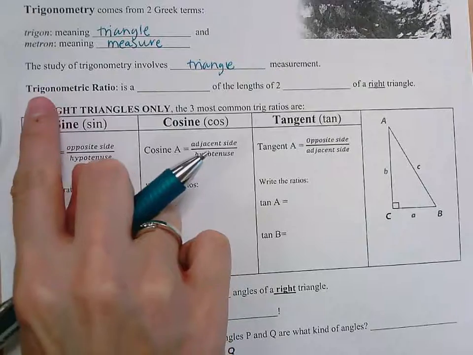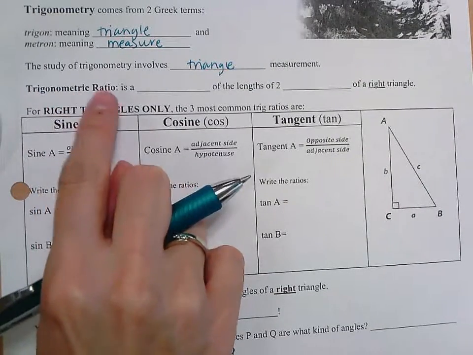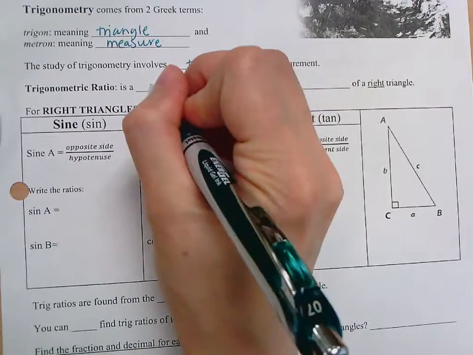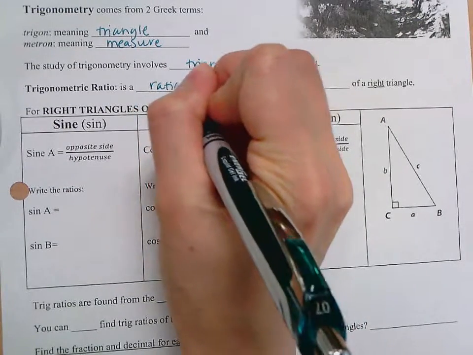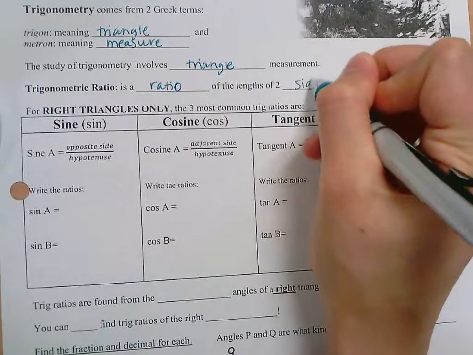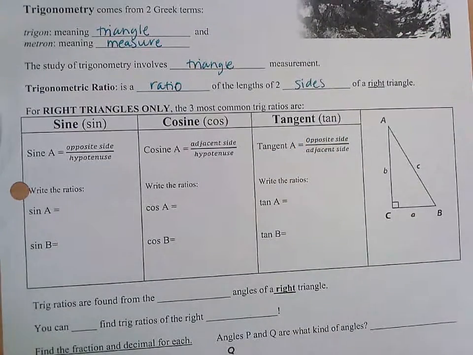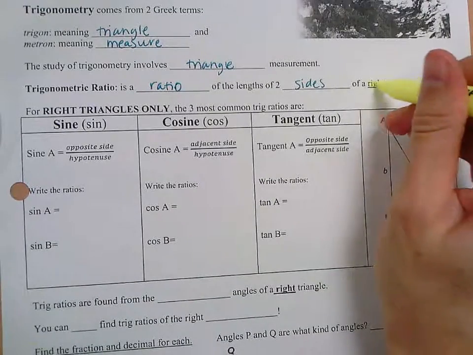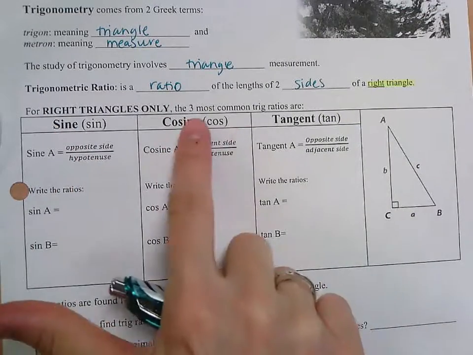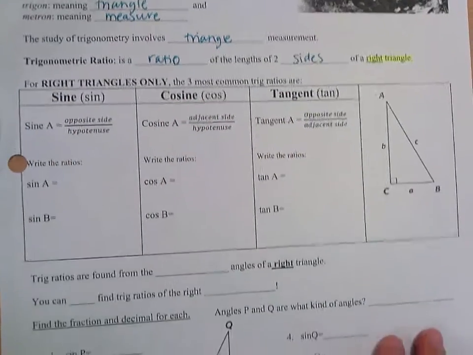And then what we have are trigonometric ratios. You can abbreviate that as trig ratios. And a ratio is a fraction of the lengths of two sides of a right triangle. And this is important too. This only applies, just like Pythagorean theorem only applies to right triangles. These trig ratios only apply to right triangles. So for right triangles only, these are the three most common trig ratios.